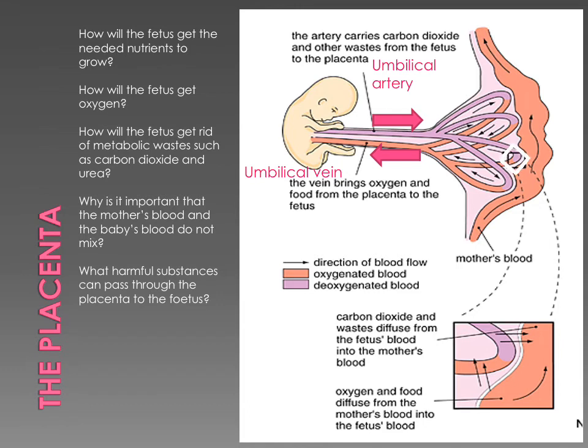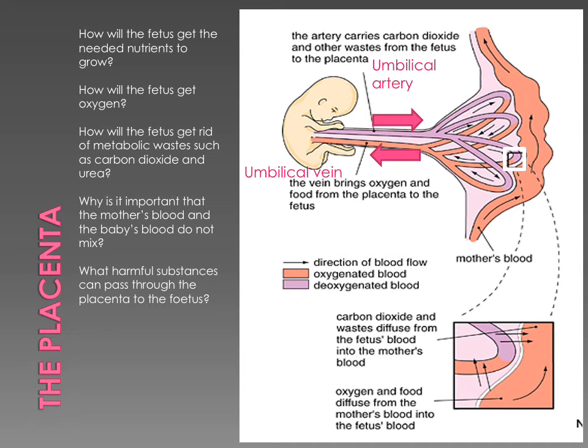Now, look at this section. We're going to enlarge it at the right hand corner. This is where the blood of the baby and the blood of the mother are very close to one another to allow diffusion of chemicals from this blood to that, from the mother to the baby and from the baby to the mother. Okay? This is because it is very important that the blood of the mother does not mix with the blood of the child.